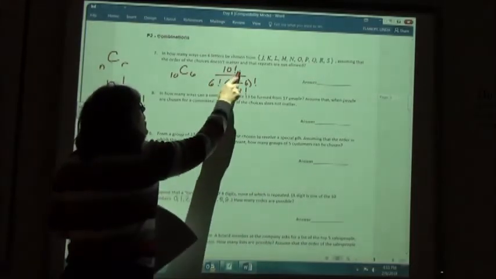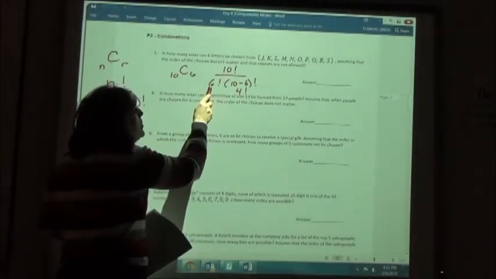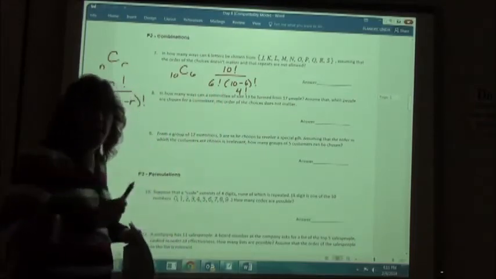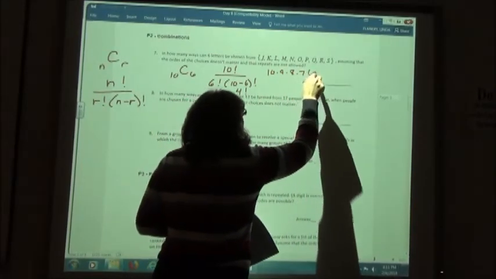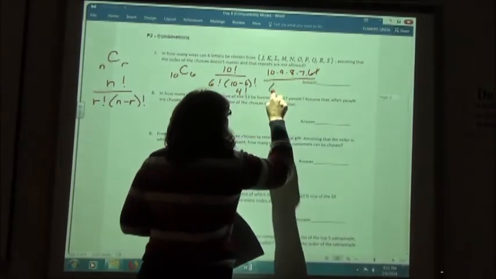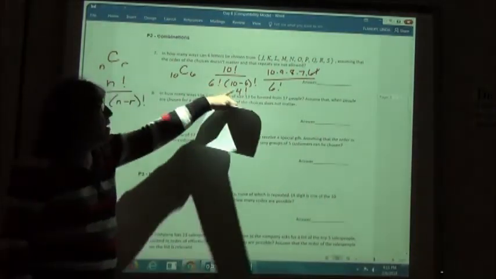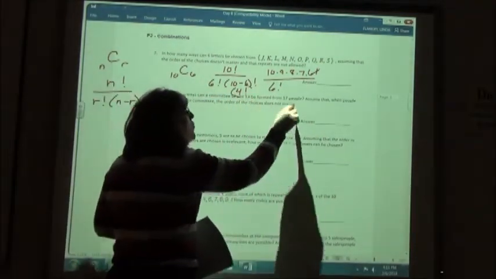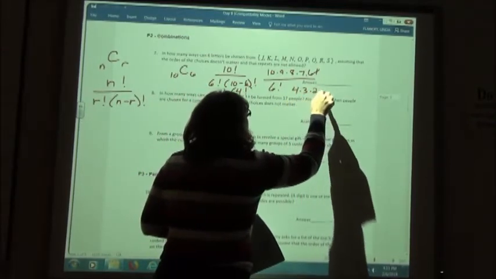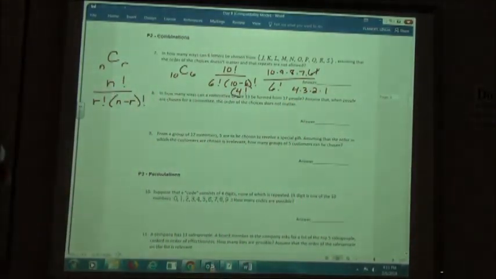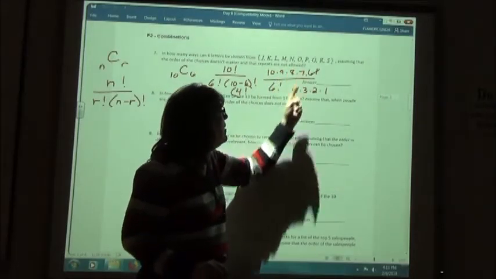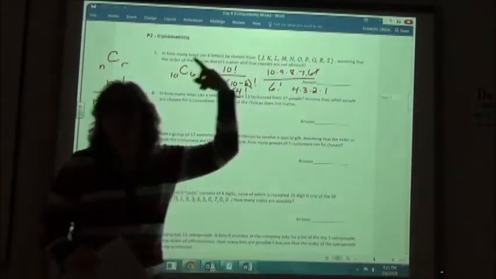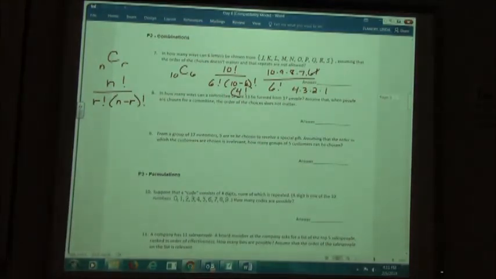So I'm going to think of it this way. I'm going to start with my bigger number again, and I'm going to use the bigger of these two, which is the 6. So I'm going to go 10, 9, 8, 7, 6. The 6 factorial is going to cancel out. On the bottom, I still have the 4 factorial, so I'm going to have 4, 3, 2, 1. On the top, I'm going to take 10 times 9 times 8 times 7. On the bottom, 4 times 3 times 2, and the 1 really won't make a whole lot of difference.